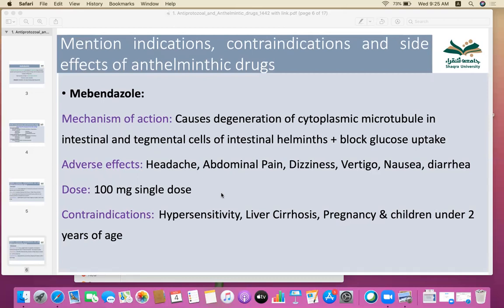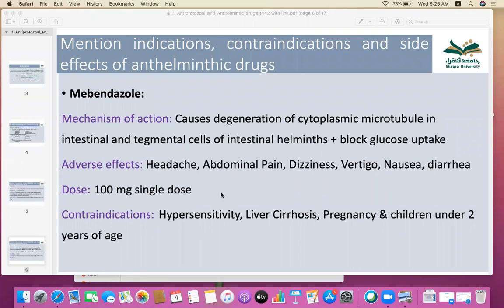in intestinal and tegmental cells of intestinal helminths, plus it blocks glucose uptake. In addition to albendazole, it also blocks the glucose uptake.